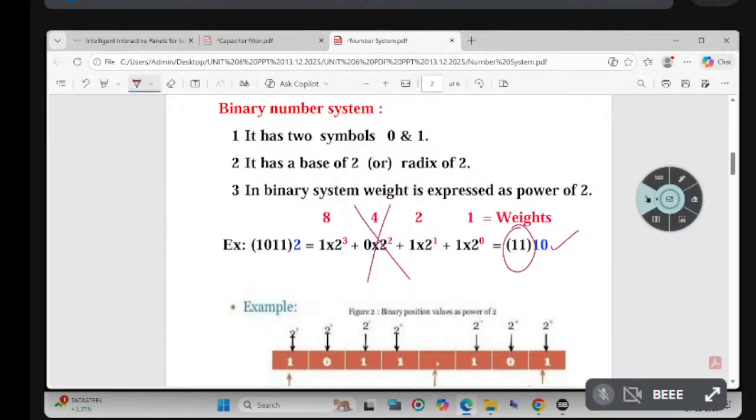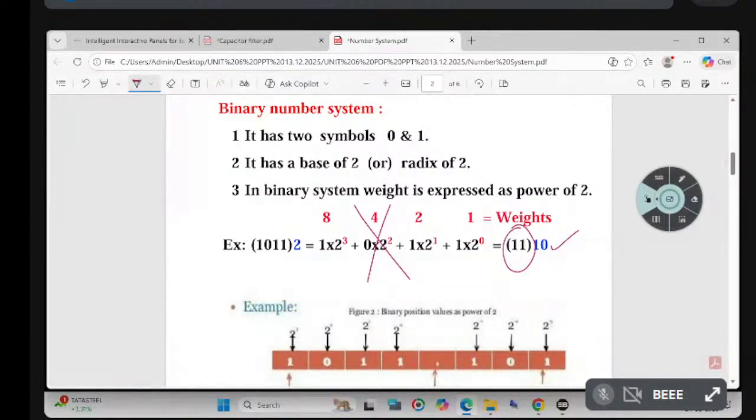The last one is 2 to the power of 0. The next one is 2 to the power of 1. The next ones are 2 square, 2 cube, increasing. The powers increase from right to left, and the calculation is done from the last digit. Clear, all of you?